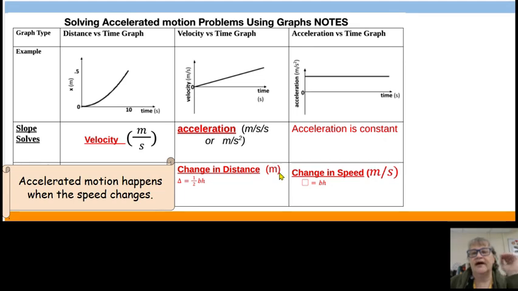Now we have our acceleration graph, and basically this is saying that acceleration stays the same. So the acceleration is constant in terms of the slope, but the area under the graph tells you how much the speed changed. It doesn't tell you the exact speed, but it tells you how much it changed.